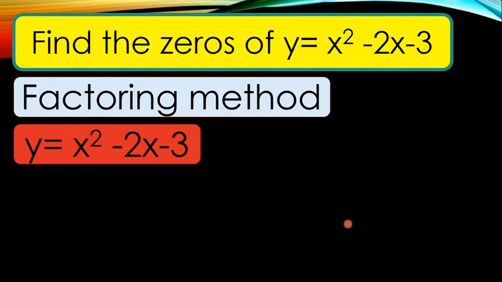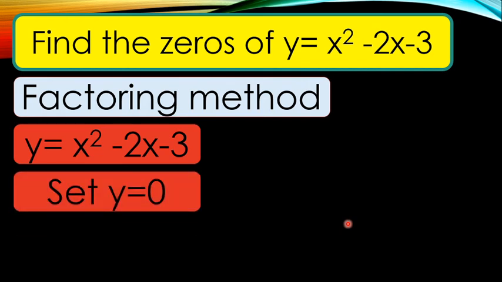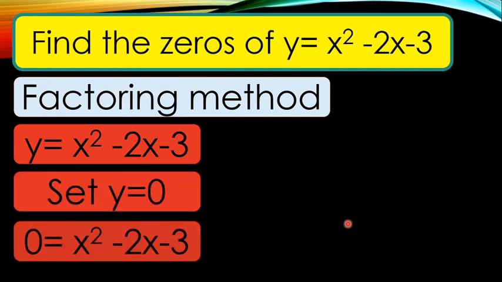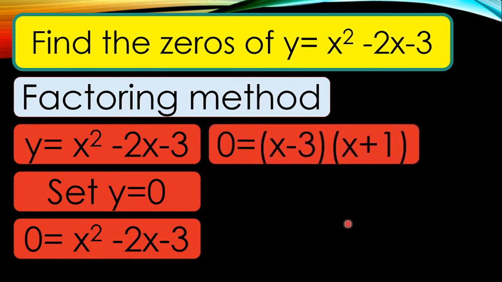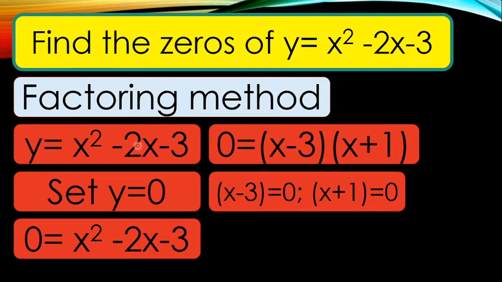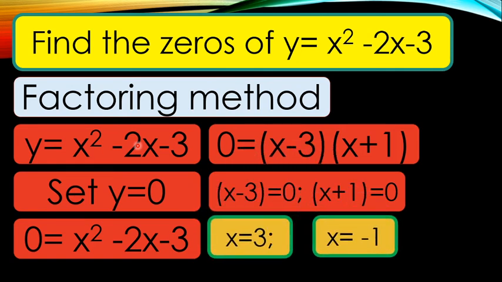Now, can you find the zero of y is equal to x squared minus 2x minus 3? So, I try to use factoring method. Let's set y equals 0. So, we have x squared minus 2x minus 3. So, factor. We have x minus 3 times the quantity of x plus 1. So, 3 times 1, that is 3. Negative 3 plus 1, that is negative 2. Next, use the zero factor property. And we get x, which is positive 3 and negative 1. So here are the zeros of our quadratic function, which is 3 and negative 1.